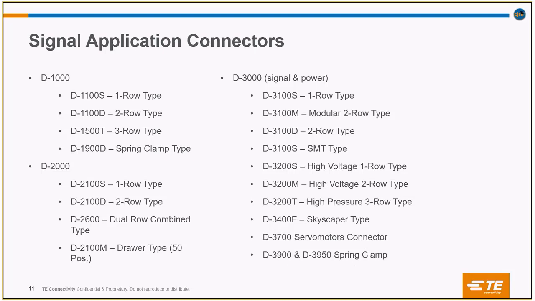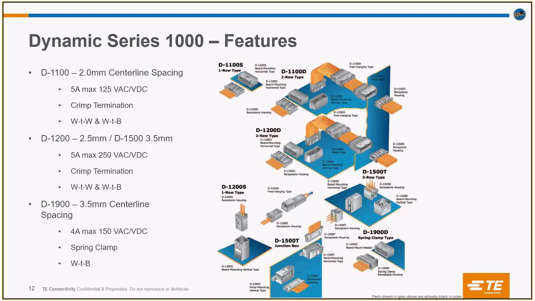Now let's talk about D1000. If you see here, the dynamic series 1000 features. First, please take a note of the wire range. Everybody please take a note of the wire range. The wire range is 30 AWG to 18 AWG. What is the centerline spacing? 2.0 mm. That's another point. 2.0 mm for the 1100. Now, what is the current carrying capacity? 5 amp max and 125 VAC/VDC. That's the voltage. Current carrying capacity is 5 amps.